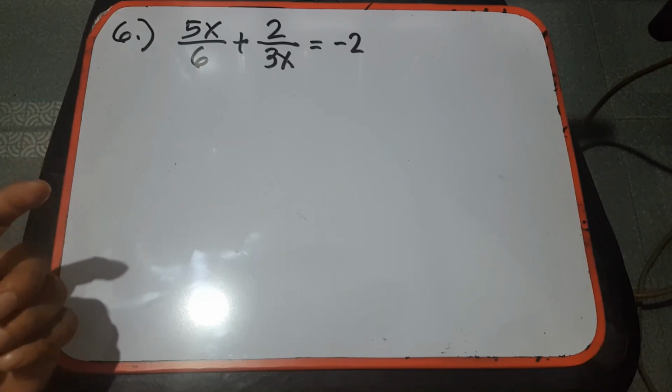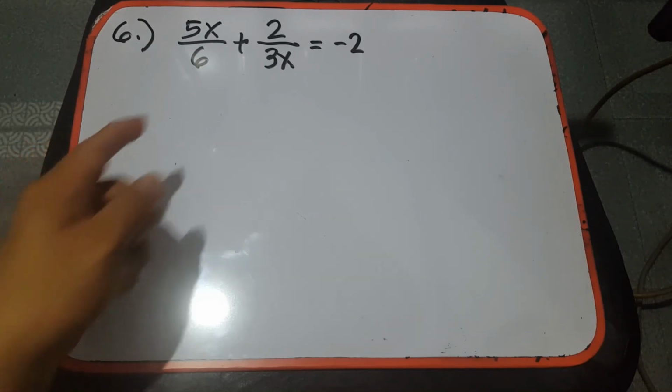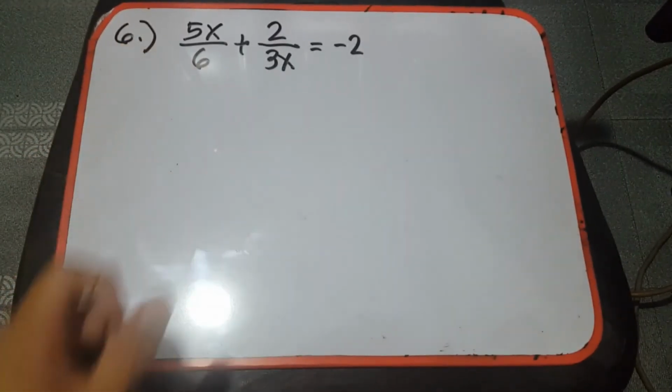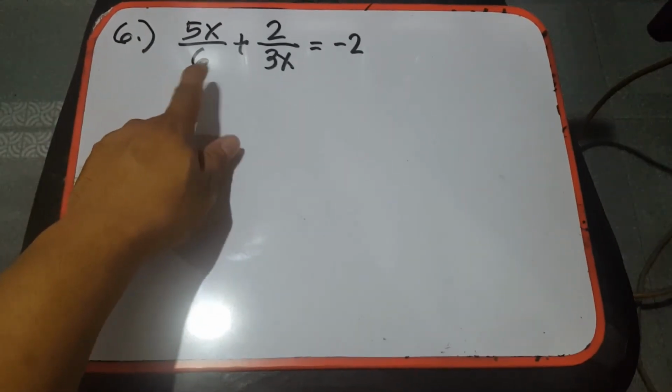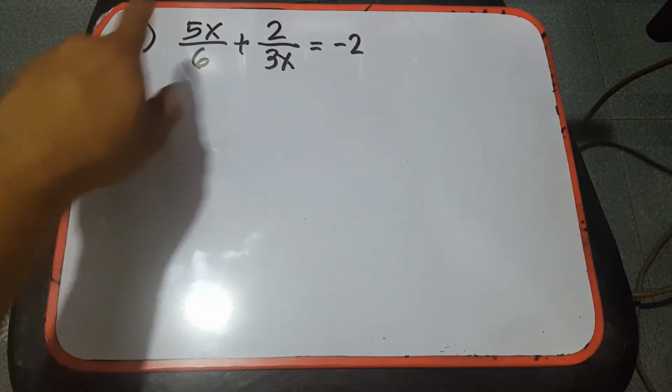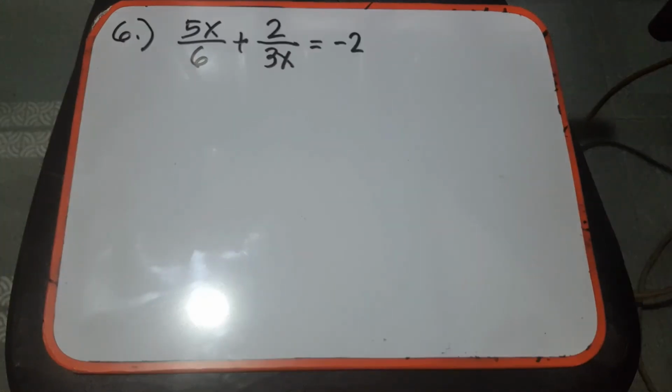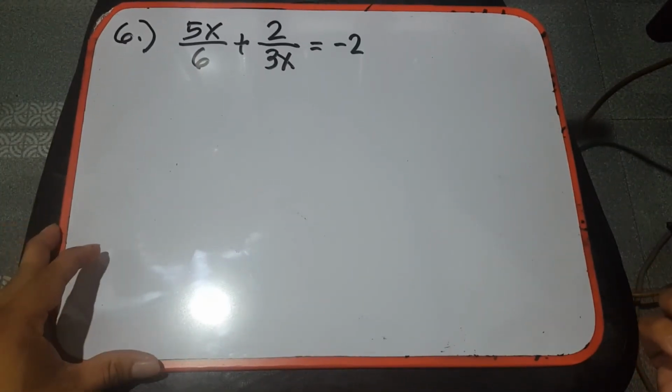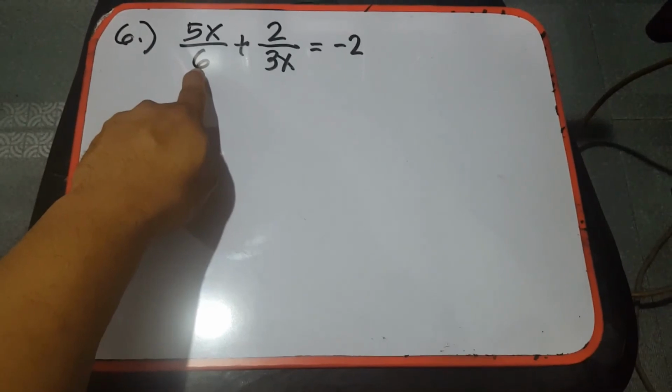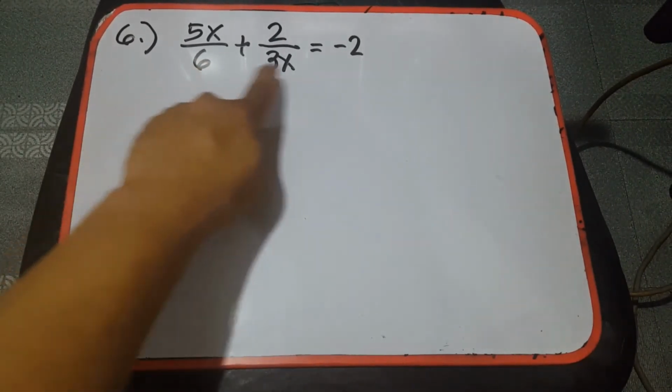So what we are going to do is to look for the LCD. Since it involves fractions, we are going to use the LCD in order for us to simplify this and transform it into a quadratic equation. So, what would be the LCD when it comes to the denominator part, the numerical coefficients 6 and 3?